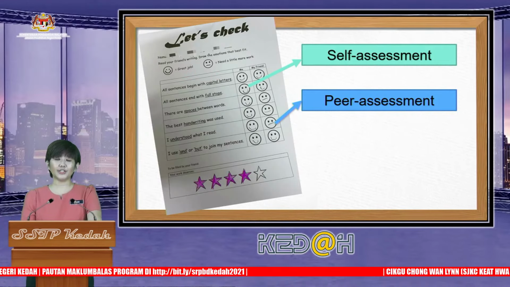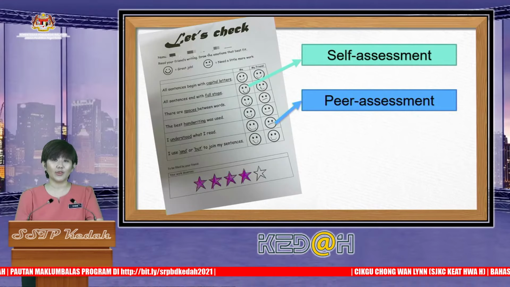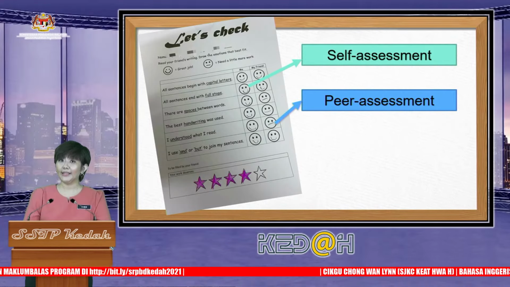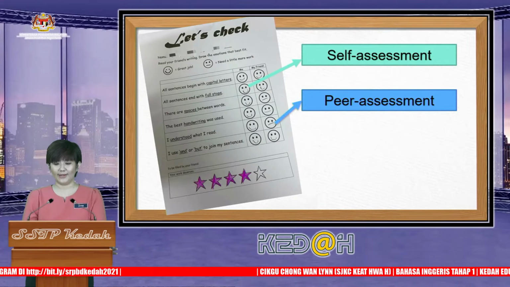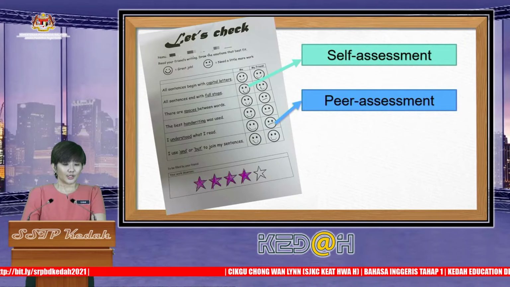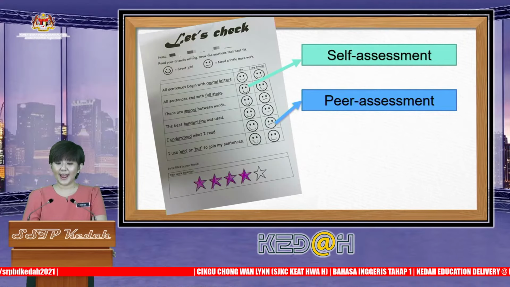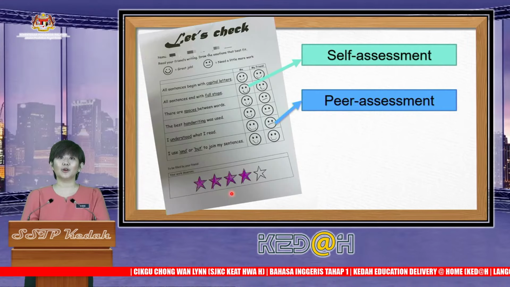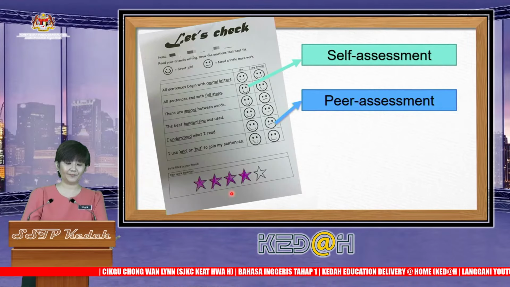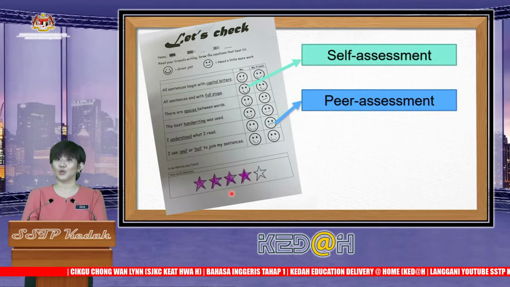After which they will exchange their work with their peers. And again, their peers will be drawing a smiley face or a straight one. On top of that, their friends will also evaluate their work by coloring the number of stars at the bottom. More stars means better work.